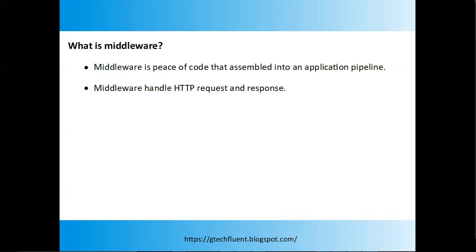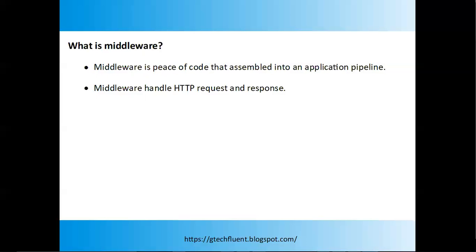In ASP.NET Core, a middleware component has access to both the incoming request and the outgoing response. So the middleware component may process an incoming request and pass that request to the next piece of middleware in the pipeline for further processing. For example, if we have a logging middleware, it might simply log the time the request is made and pass that request to the next piece of middleware for further processing.